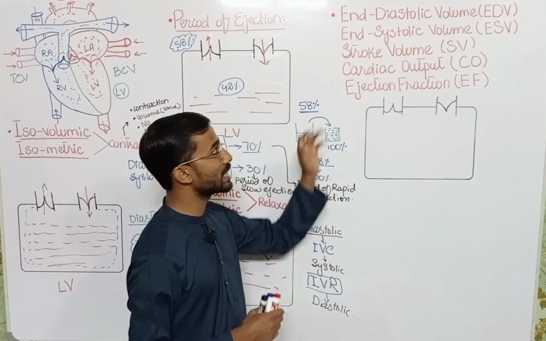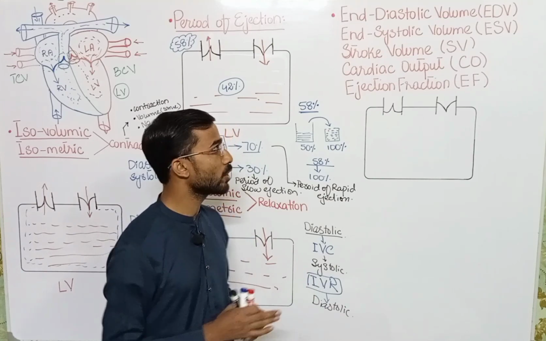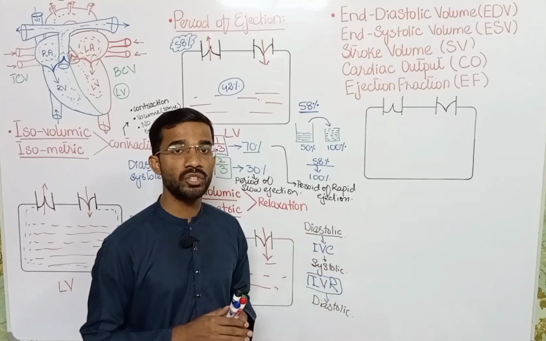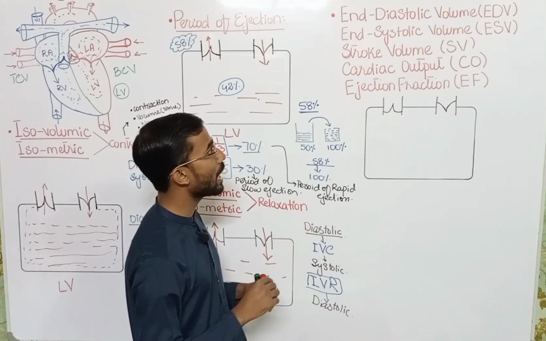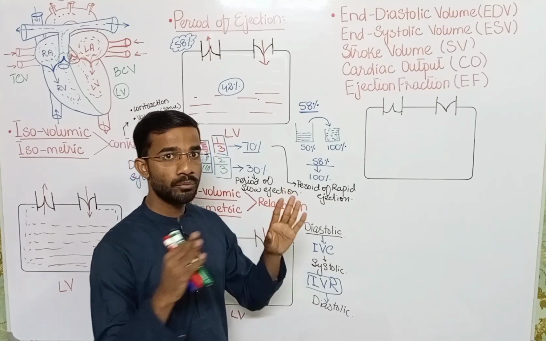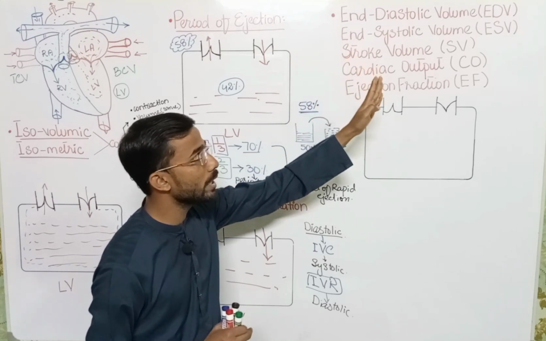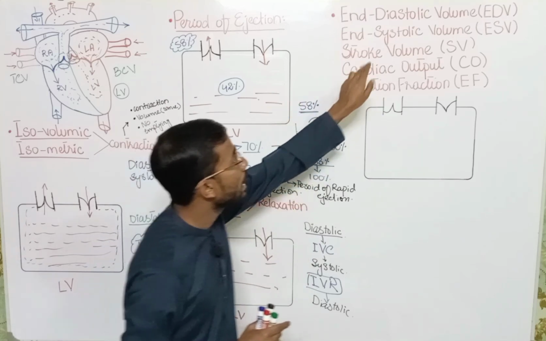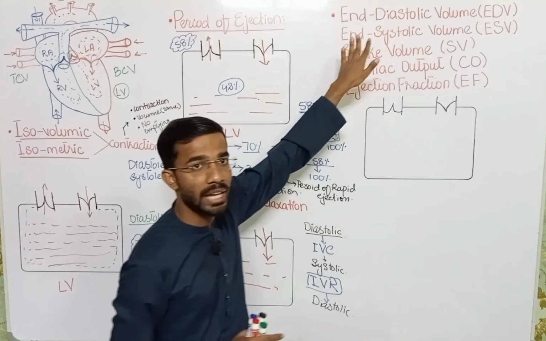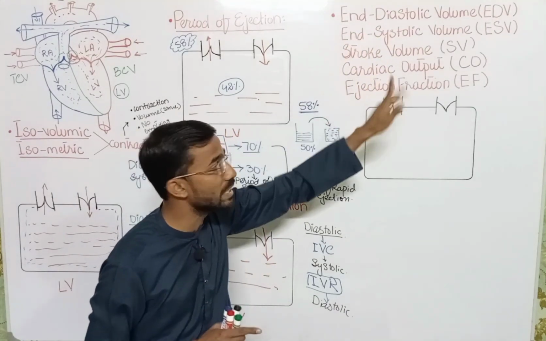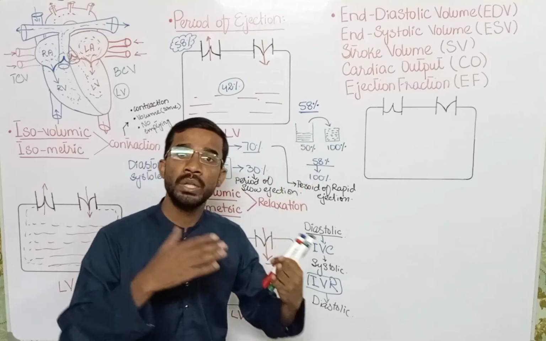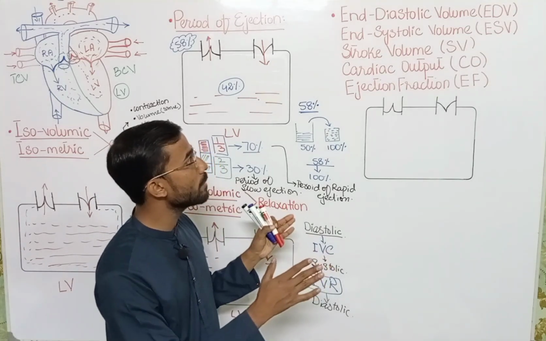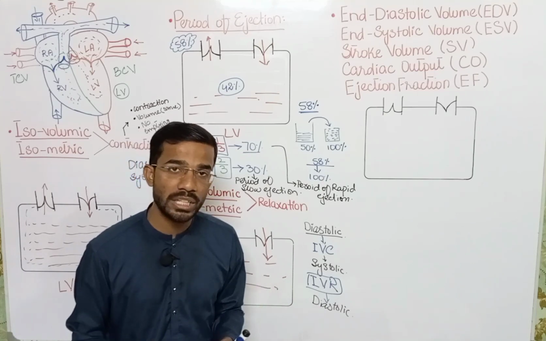Next, let's move towards the different terminologies that are quite confusing, but I hope after watching this video, you will be able to differentiate these terminologies without any confusion. First of all, you have to know the full forms of these terminologies. End diastolic volume: the volume present at the end of the diastole is called end diastolic volume, which is the EDV. End systolic volume: the volume present at the end of the systole is called end systolic volume. Stroke volume, SV, cardiac output, CO, and ejection fraction, EF.